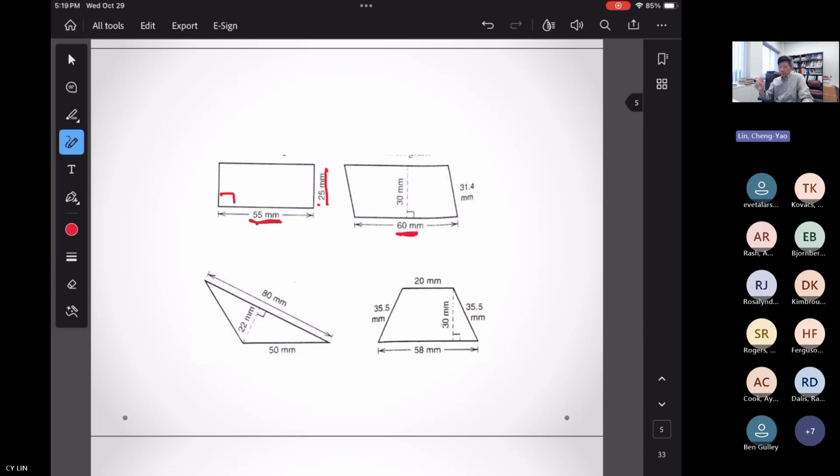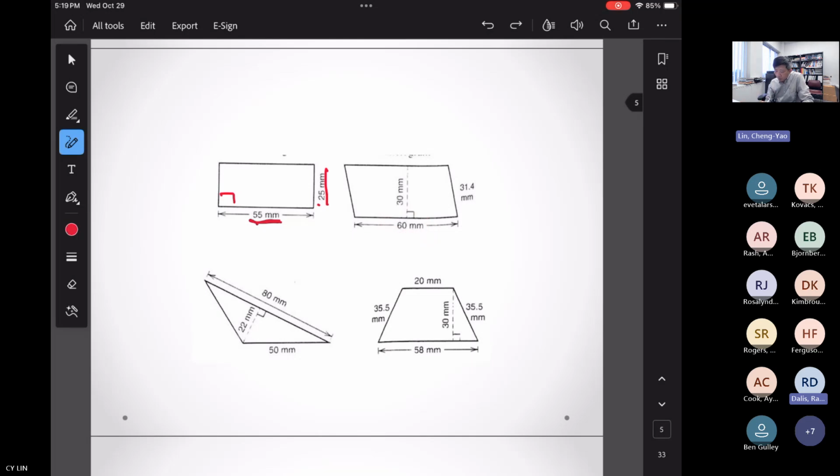How about this one? The second one, which one is the base? That's the parallel one, the 60, right? For your 60 base. And what's the height? Which one is the height? 30 or 31.4? Which one? 30. Very good. Yes, because this is a shadow.